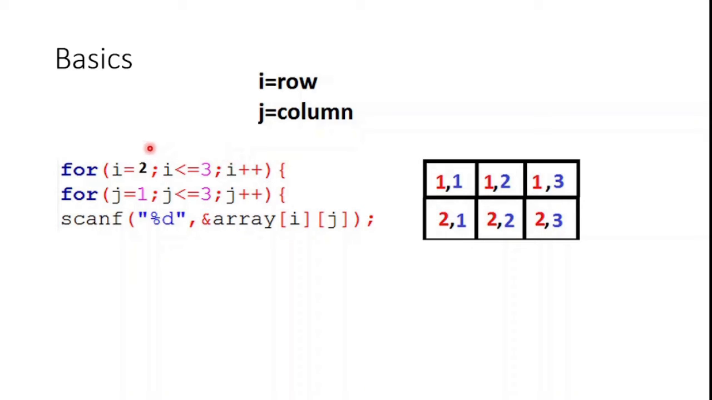I++ will make it 3 now. 3 means we will have another row. So this third row and 3 equal or less than 3. So this condition is true. So it will proceed downwards.